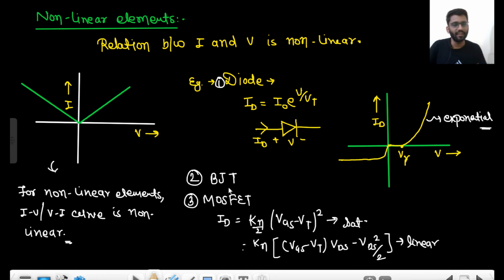In a non-linear element, the relationship between I and V is not a straight line passing through origin. Here you can see in the diode there is this current relation. So this is not linear at all. And in MOSFET and BJT also there is no linear relationship, that we will study in analog electronics.